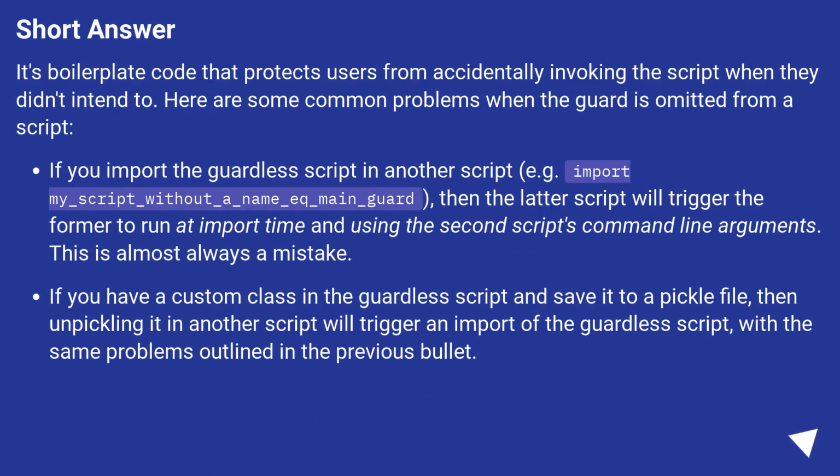Short answer. It's boilerplate code that protects users from accidentally invoking the script when they didn't intend to. Here are some common problems when the guard is omitted from a script. If you import the guardless script in another script, for example import my_script_without_a_name_eq_main_guard, then the latter script will trigger the former to run at import time and using the second script's command line arguments. This is almost always a mistake. If you have a custom class in the guardless script and save it to a pickle file, then unpickling it in another script will trigger an import of the guardless script, with the same problems outlined in the previous bullet.